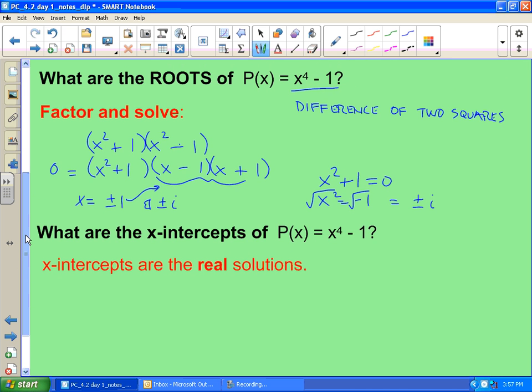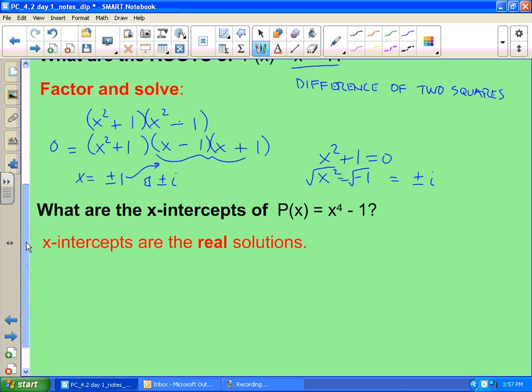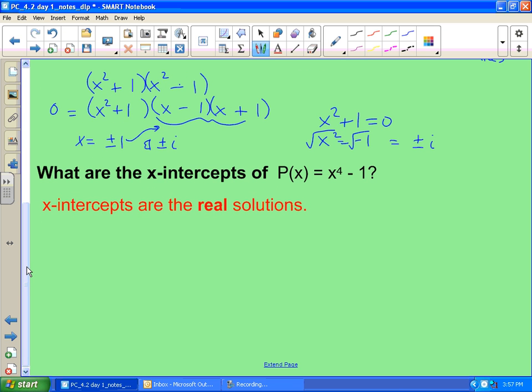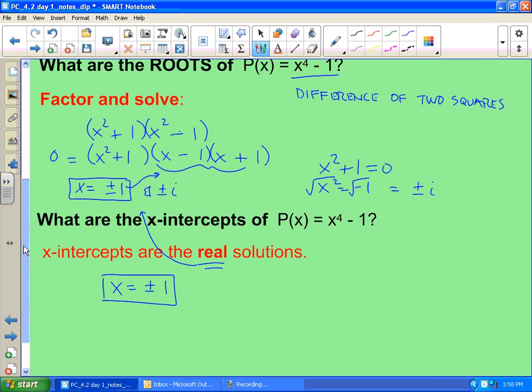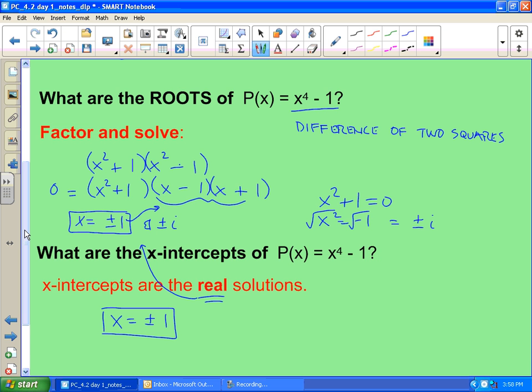Okay, now, what are the x intercepts of that polynomial? Well, the x intercepts are the real roots. So there's the important thing there. So we go back up and we look at up here, and there are our real roots. So our real roots are going to be plus or minus 1, the x intercepts of this graph. So the factored form, again, helps me find the zeros. The zeros help me to graph.